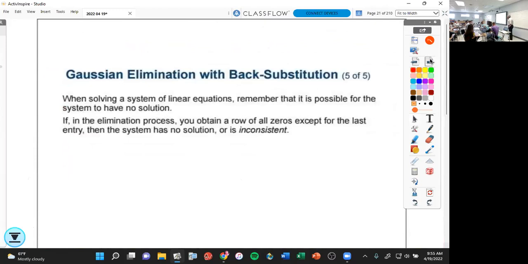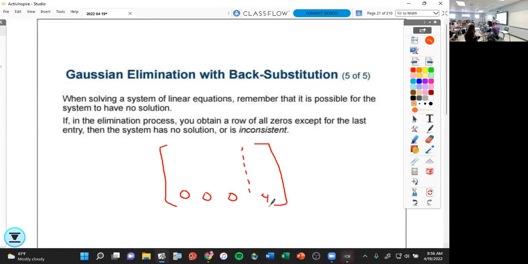When solving a system of linear equations, remember that it is possible for the system to have no solution. If in the elimination process you obtain a row of all zeros except for the last entry, then there's no solution, or it's inconsistent. So if we had a row that looked like this, so we got a bunch of stuff going on, and then we got this 0, 0, 0, 4. What you just told me is 0x plus 0y plus 0z is equal to 4. Really? Does nothing equal 4? No. Okay.